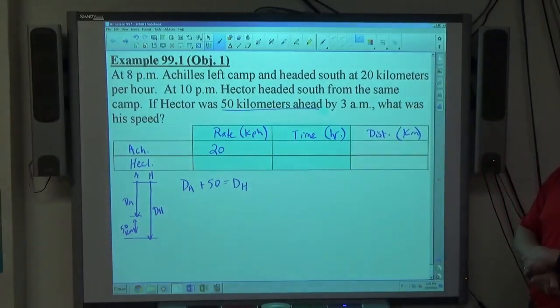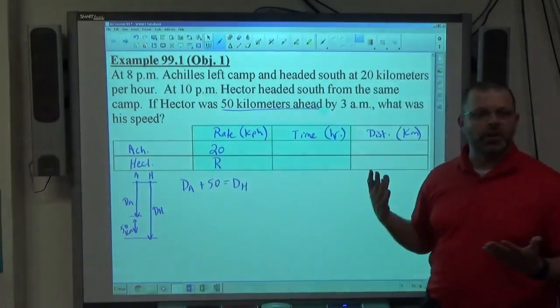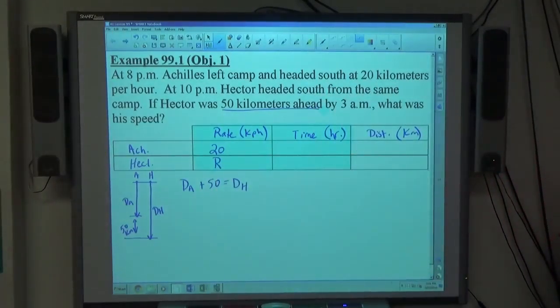All right. How fast is Hector going? We don't know. So I'm going to use a letter to represent his speed. I usually like to use letter R for rate, T for time. Okay? The fact that we used a variable in the rate column tells me that I should know the time of each of these people.